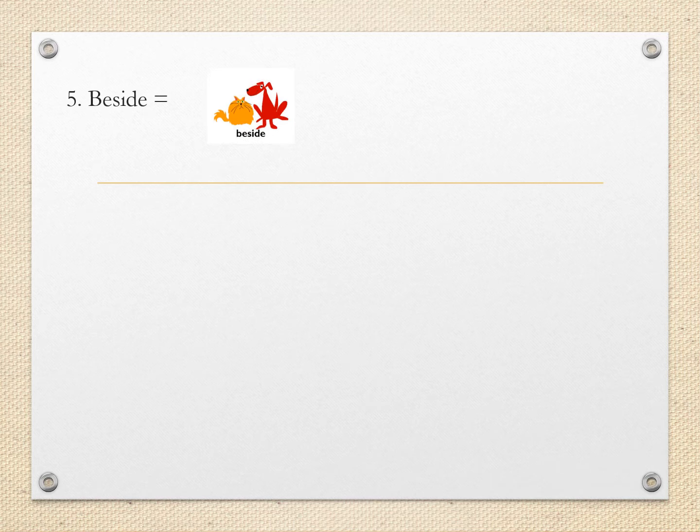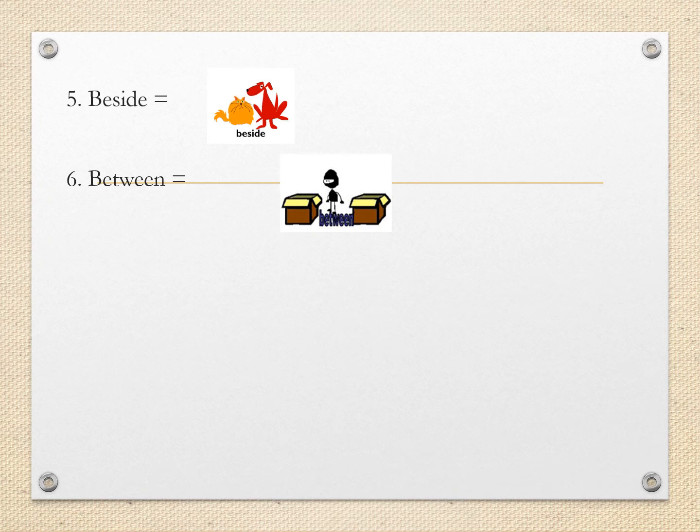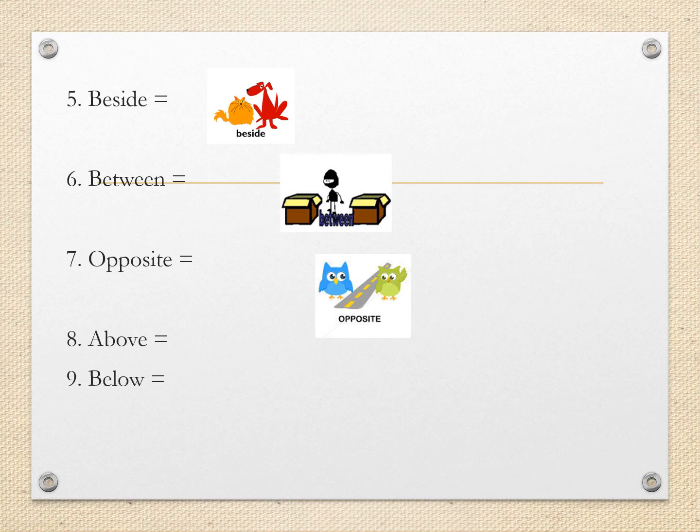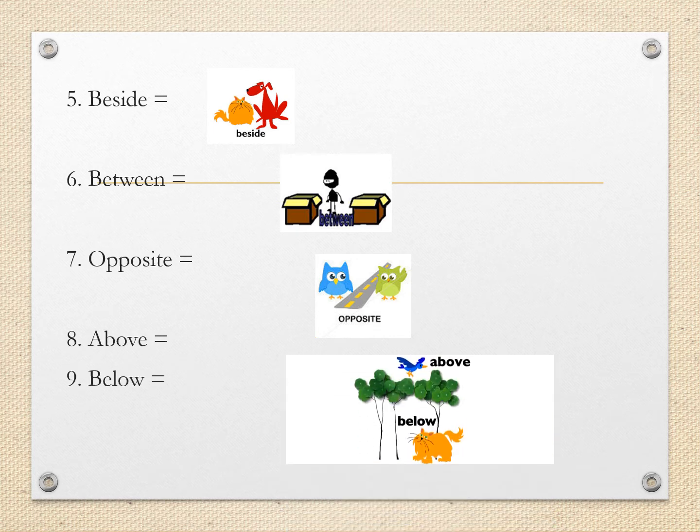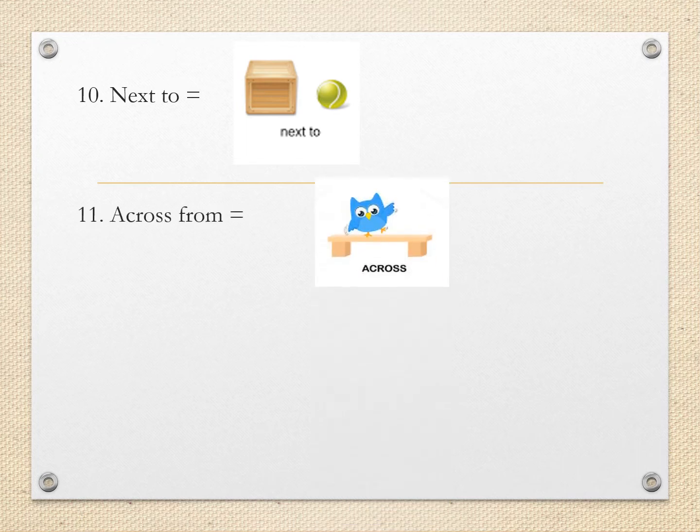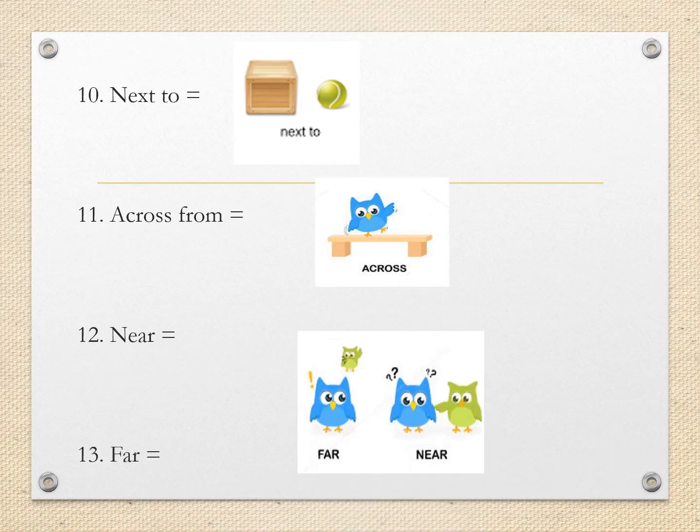Beside, something is beside something. And in between, as you can see, the boy is between the boxes. Then opposite, the two birds are opposite to each other. Then above, something is above, and below. Nice. We have next to, number 10, the ball is next to the box. Then we have across from. Then we have near and far, as you can see here.